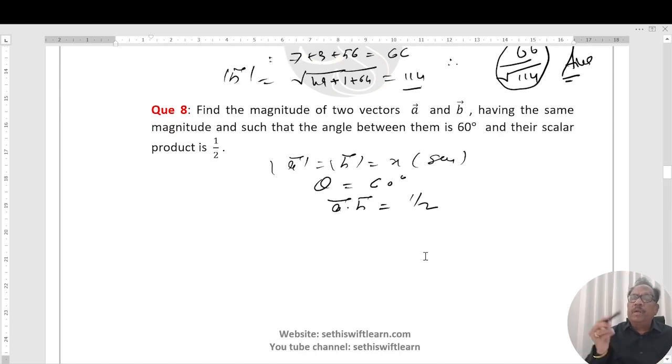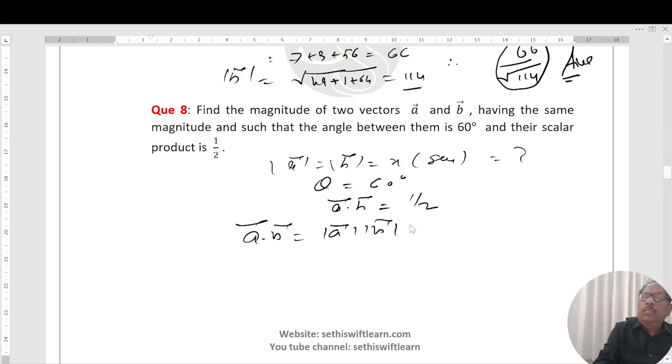We have to find the magnitudes. This is to be determined. Simple formula: A dot B equal to magnitude of A, magnitude of B, cos of theta. Substituting values.